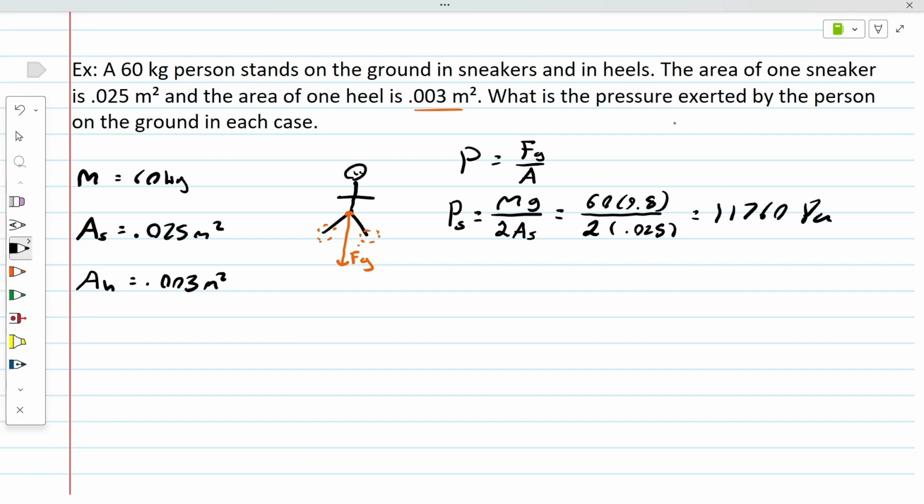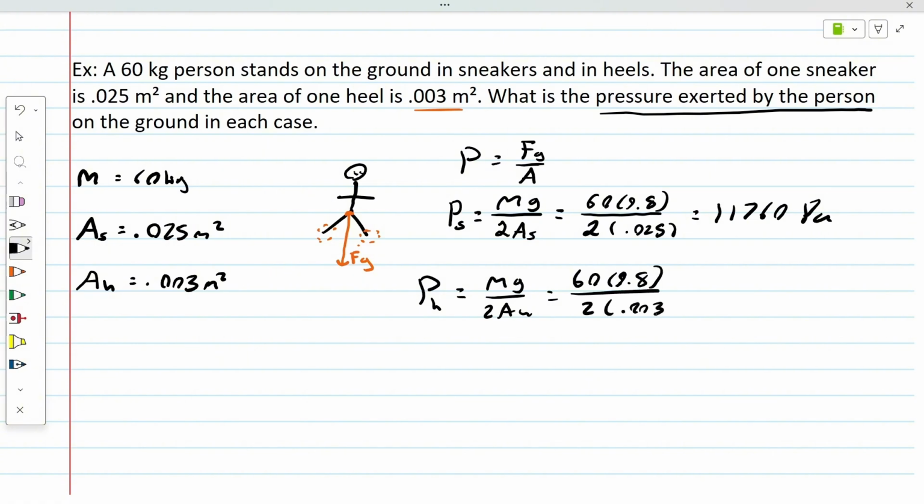And we're just looking at the pressure exerted by the person, not the total pressure, because we're always feeling a pressure from the atmosphere, and that's what we'll talk about next actually, but this is just the pressure exerted by the person. Okay, so now let's do it for the heels, and we'll have the exact same formula except we want the area of the heel this time, and so we'll get 60 times 9.8 over 2 times the 0.003 area of the heel, and we get 98,000 pascals.